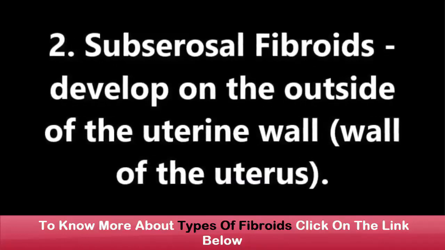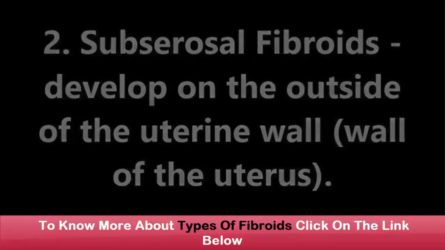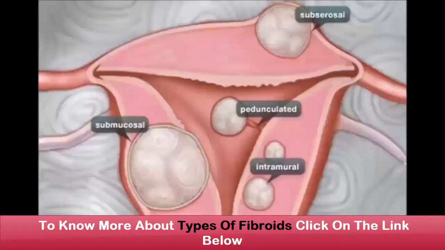These fibroids can cause backaches, and this happens when the fibroid bulges from the back of the uterus and presses on the spinal nerves. In the diagram, you can see an example of the subserosal fibroid.